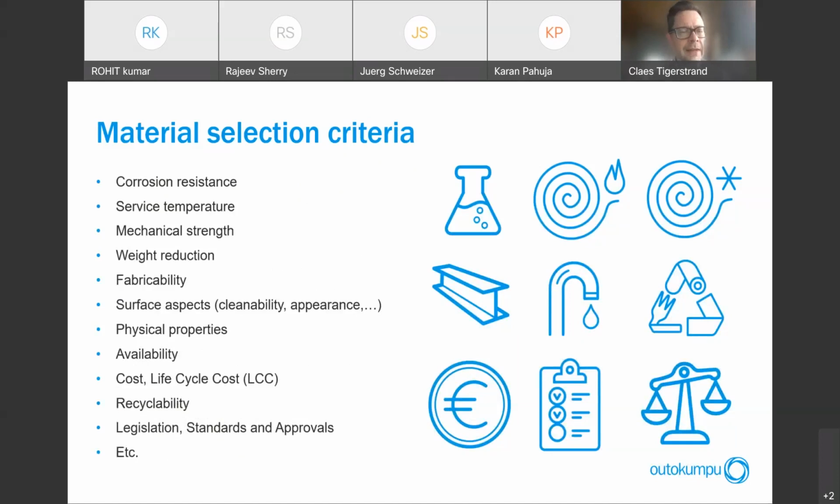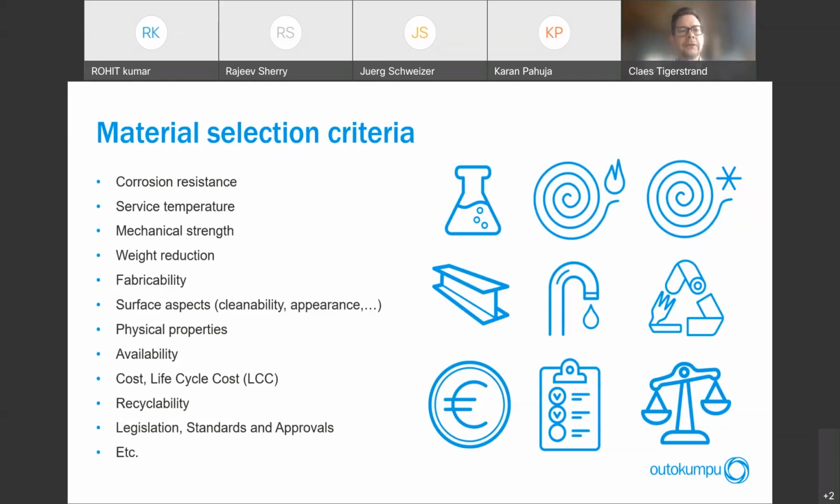Considering the material selection criteria, there are a lot of different aspects to consider. First of all, obviously, the corrosion resistance in different environments. The service temperature is very important, which type of stainless steel actually there. Mechanical strength, and of course, with the highest strength, possibly you can go for a weight reduction and use less material.